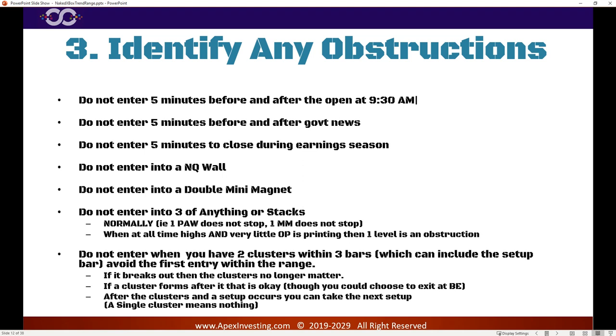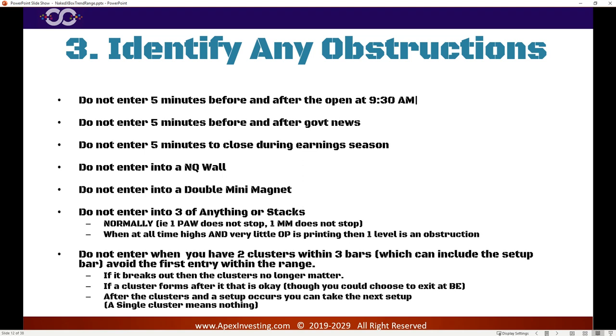So, a couple of obstructions, a couple of rules. We do not enter 5 minutes before or after the open, which is at 9:30 a.m. Eastern Time. If you're in the elite trade room, you'll hear Lori or Daryl calling it out, like, okay, hey, it's 9:32. Okay, 9:33, get ready. Because we don't take trades until 9:35. Why? Well, because right there at the open, things can go a little bit crazy, amateur hour, and things adjusting for news and overnight stuff. We don't enter 5 minutes before or 5 minutes after big government news announcements or earnings season announcements.